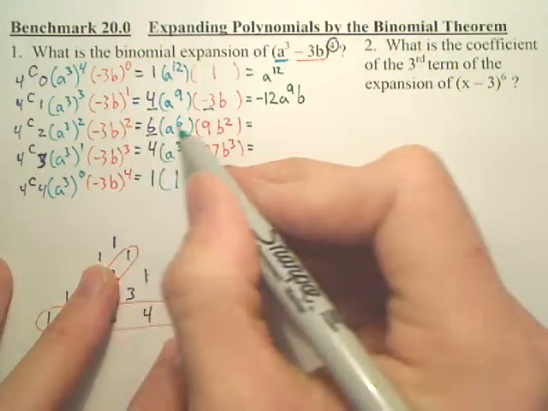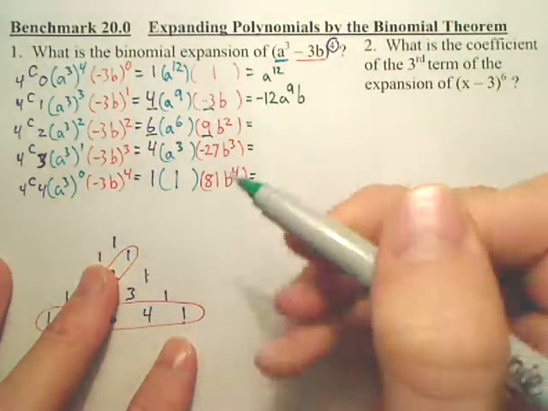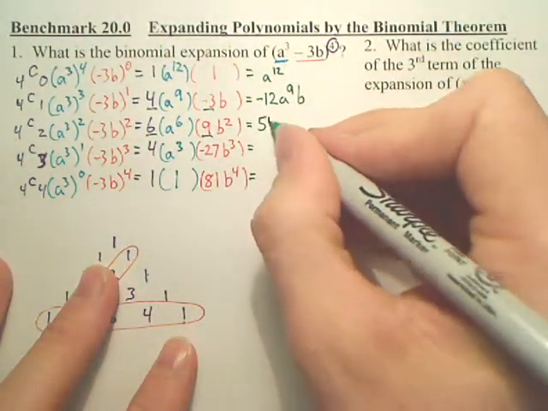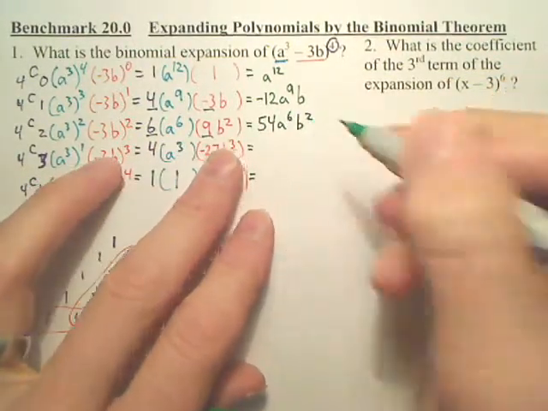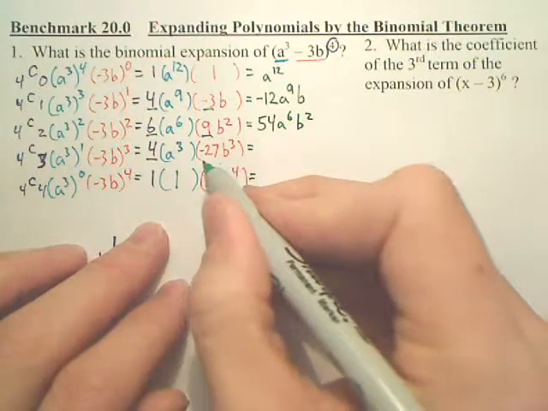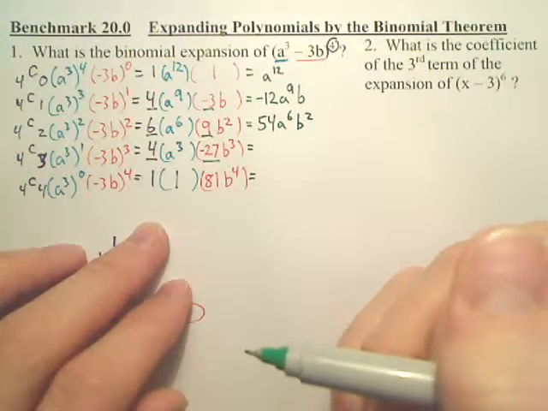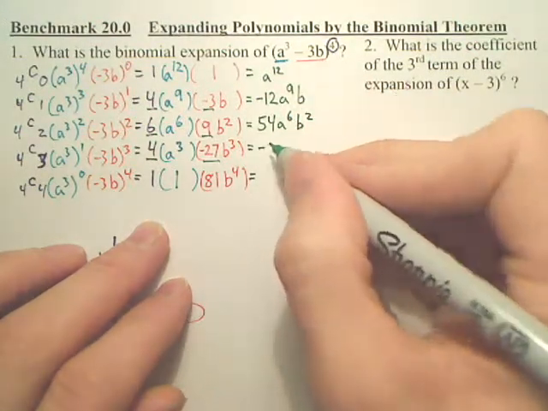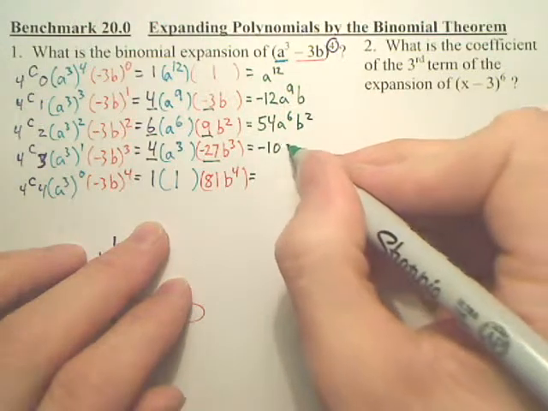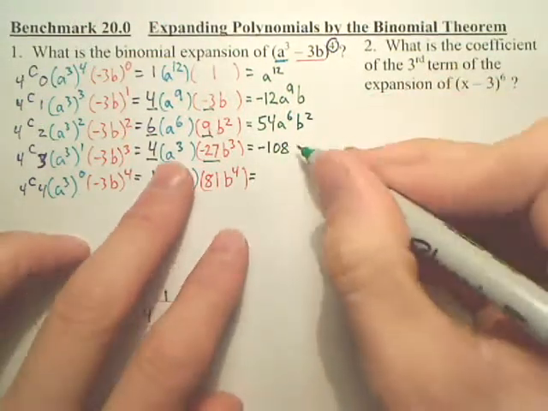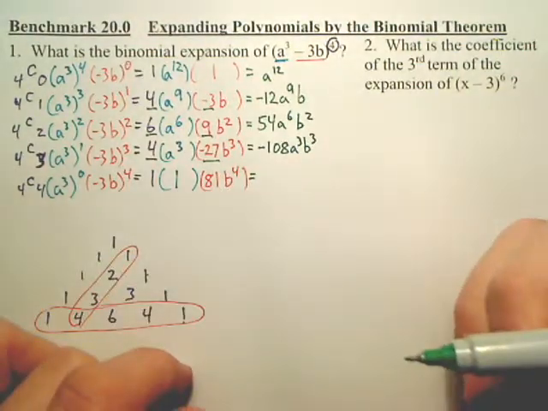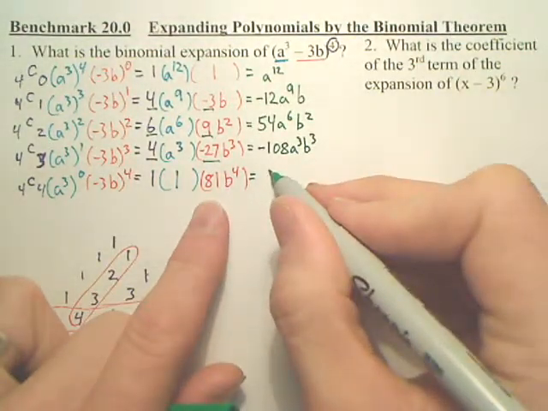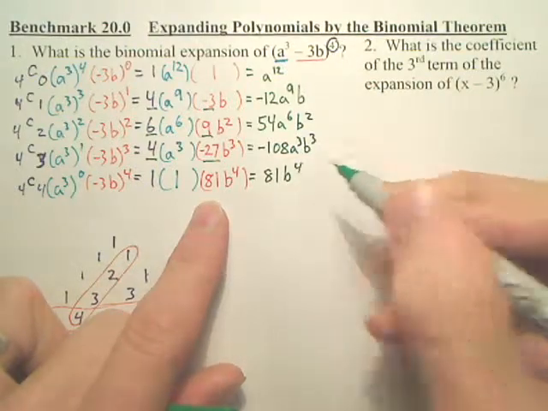Next, focus on the 6 and the 9. 6 times 9 is 54. And then you have a to the 6th and b squared. Ooh, 4 times negative 27 will be negative 108. And then you have a to the third, b to the third. And the last one's pretty simple because it's multiplied by 1.